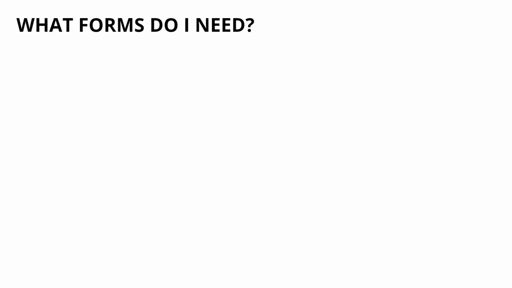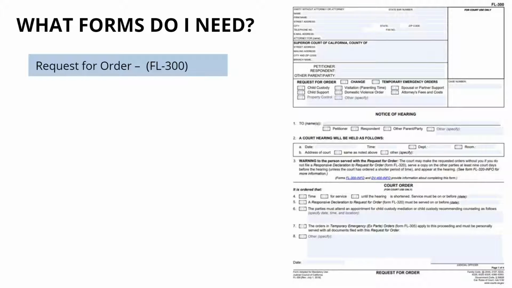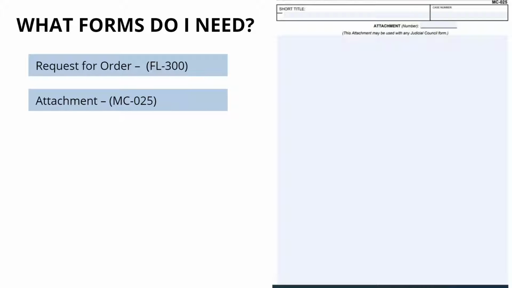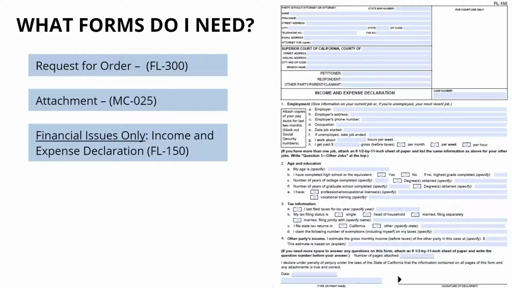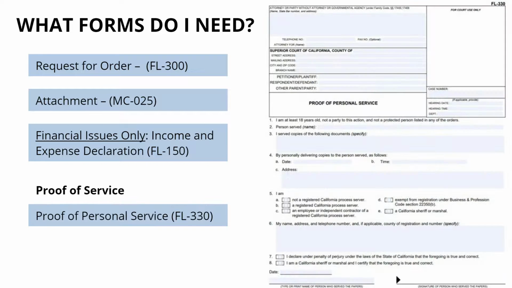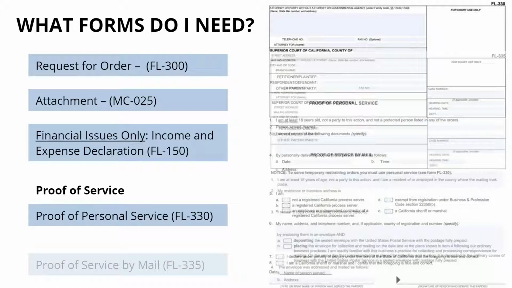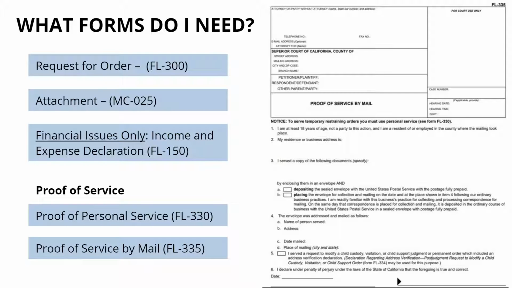What forms do I need? Request for order FL-300, attachment MC-025. With hearings regarding financial issues, you must also submit an income and expense declaration FL-150. And a proof of service. Depending on your mode of service, you can either use proof of personal service, FL-330, or proof of service by mail, FL-335. More on this later.